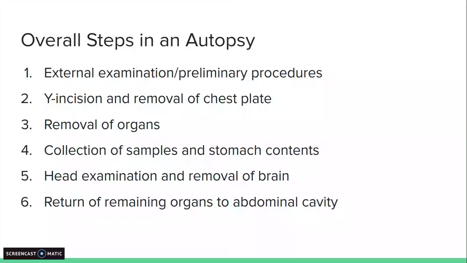The overall steps in an autopsy include the external examination and preliminary procedures, the Y-incision and removal of the chest plate, the removal of the organs, the collection of samples and stomach contents, the head examination and removal of the brain, and lastly, the return of remaining organs to the abdominal cavity.